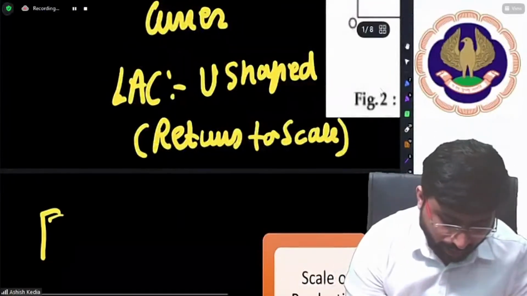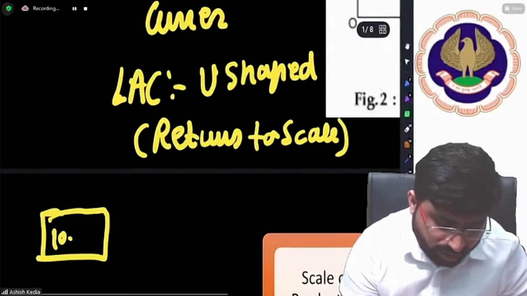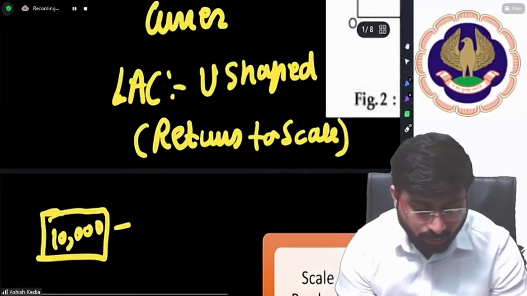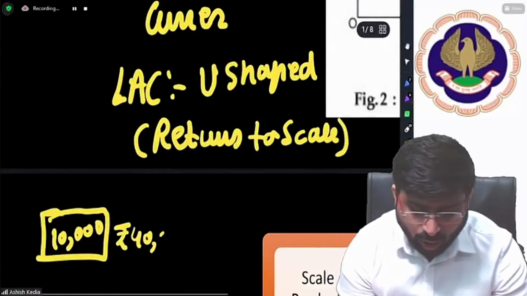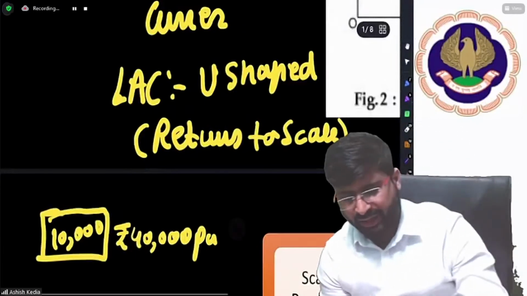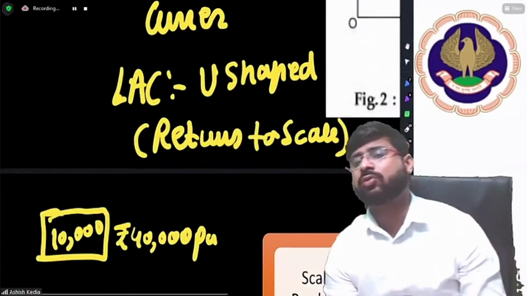Suppose, guys, I've taken this factory on rent. Now this factory has a production capacity of, let's say, around 10,000 units. Now the rent of this factory is rupees 40,000 per annum. The capacity is 10,000 units.